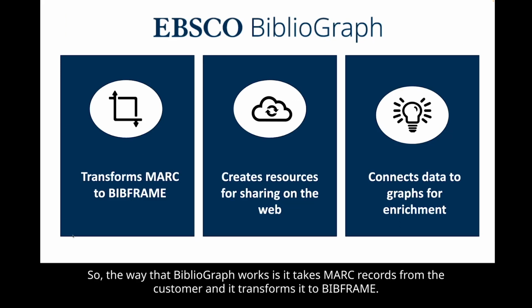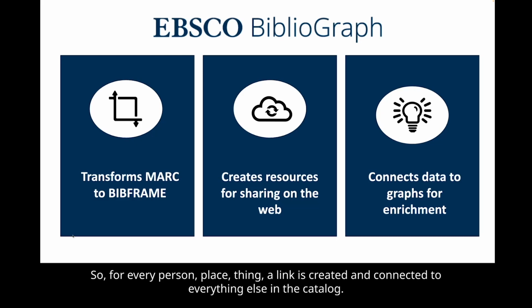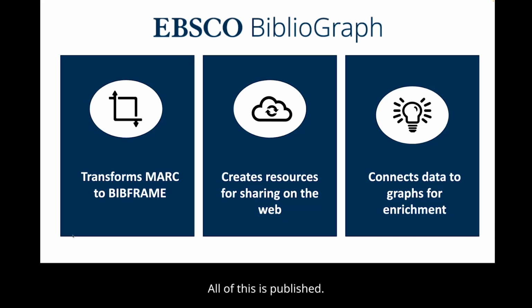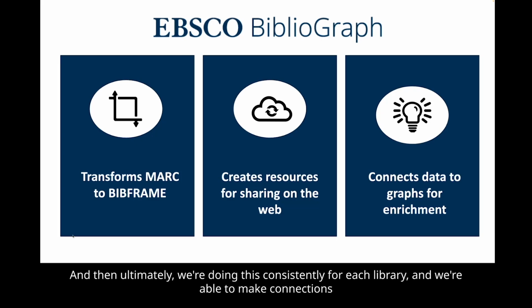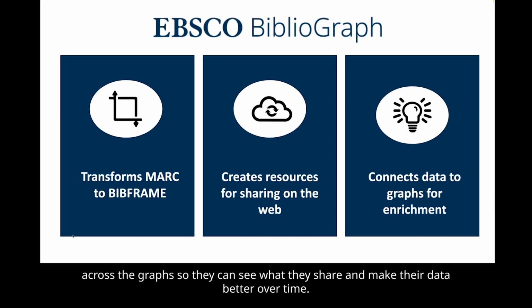So the way that Bibliograph works is it takes MARC records from the customer and transforms it to BibFrame. For every person, place, thing, a link is created and connected to everything else in the catalog. All of this is published. You can think of this as a specialized website of data, designed for humans, but also for applications to consume, like crawlers that come through on the web. And ultimately, we're doing this consistently for each library, and we're able to make connections across the graphs so they can see what they share, and make their data better over time.